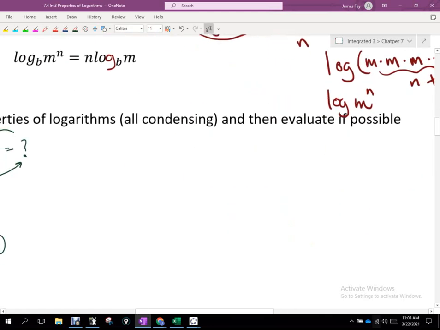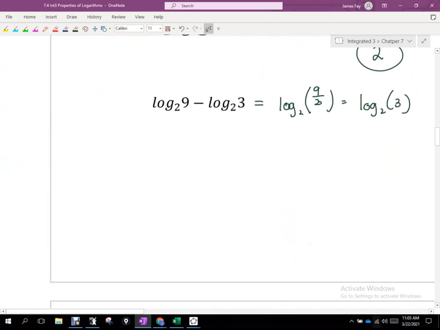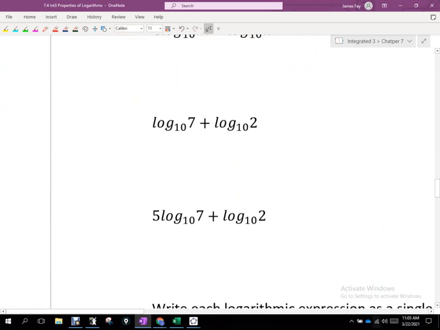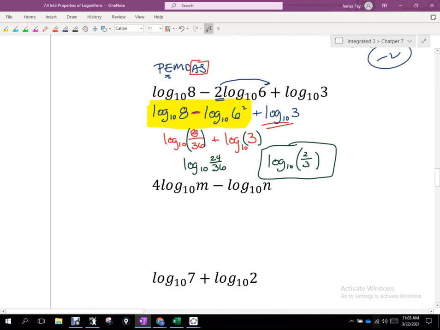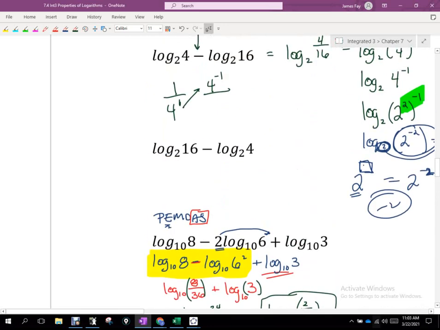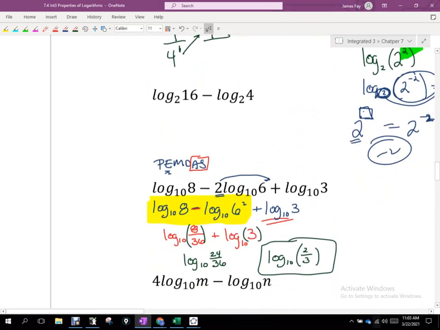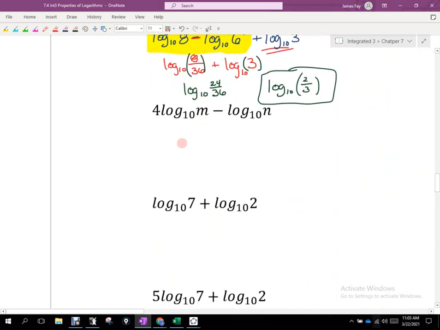We haven't used that one too much, but if you remember from, I think it was Tuesday last time, we went through and did some of these examples. My assumption is you probably already have these written down, so we're not going to go through those again. But we'll start off here with this one that says 4 log base 10 of m minus log base 10 of n.